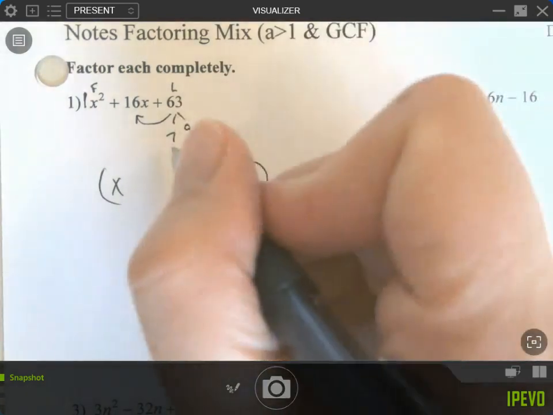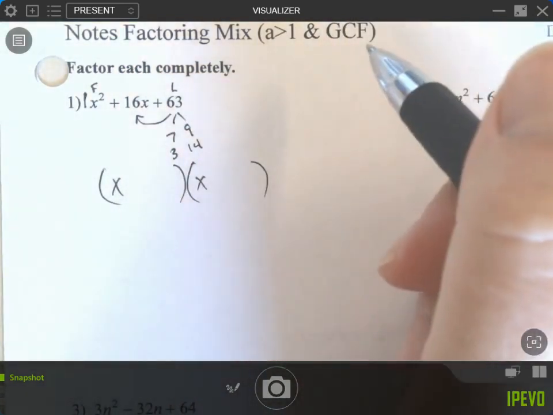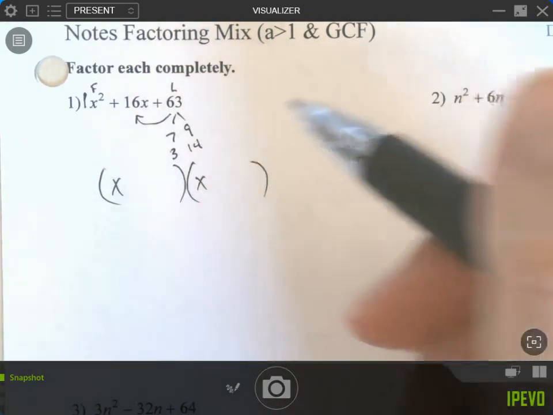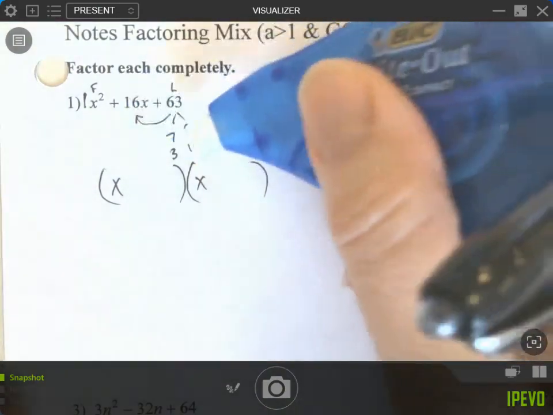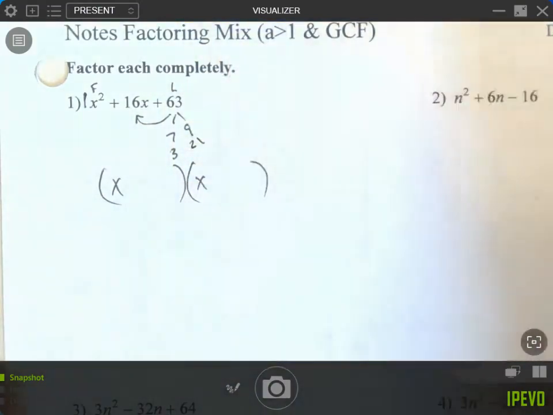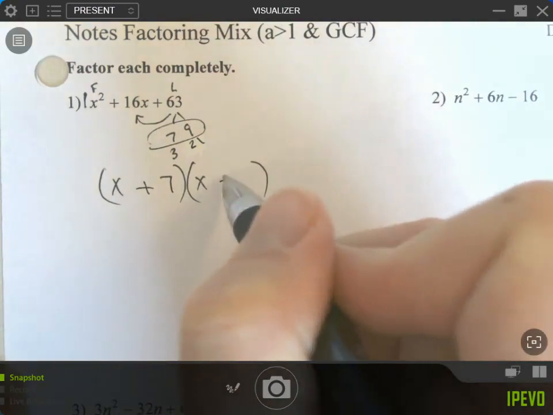3 and 14. Oh no, that doesn't work. I lied. 3 times 14 doesn't work. What is it? 3 times what? No one wants to help me out? 21. Oh, I was going to say 21, and I went down to 14. Yeah, because 3 times 7. Okay. But this is the set that adds up, so plus 7 plus 9.